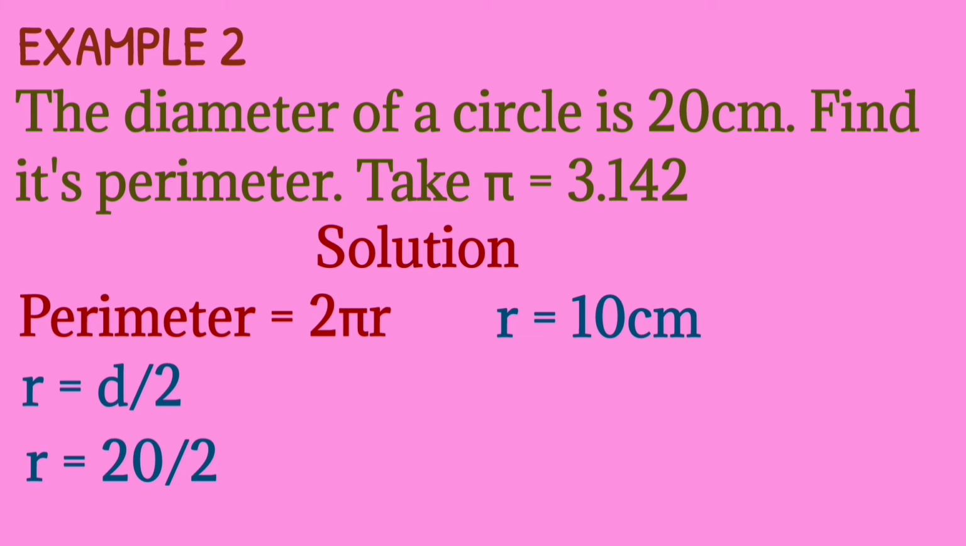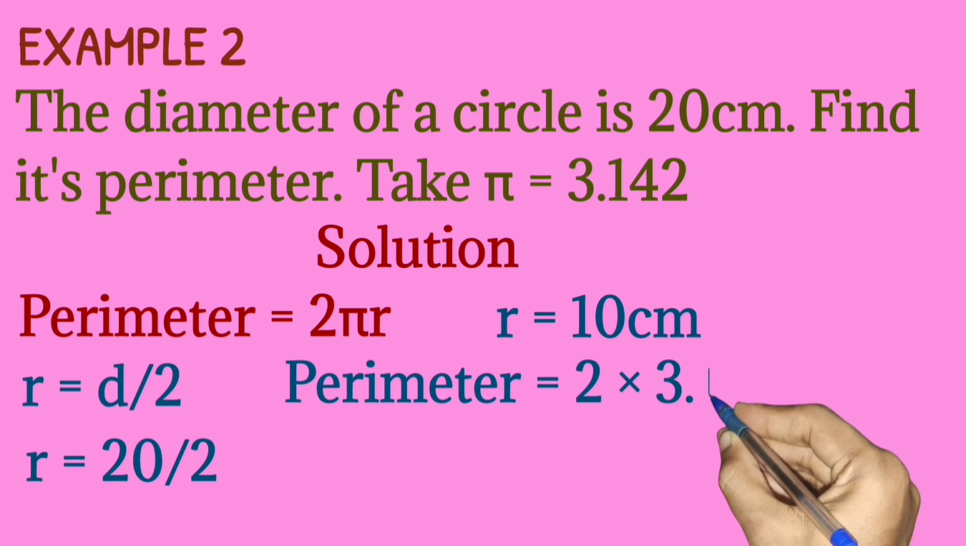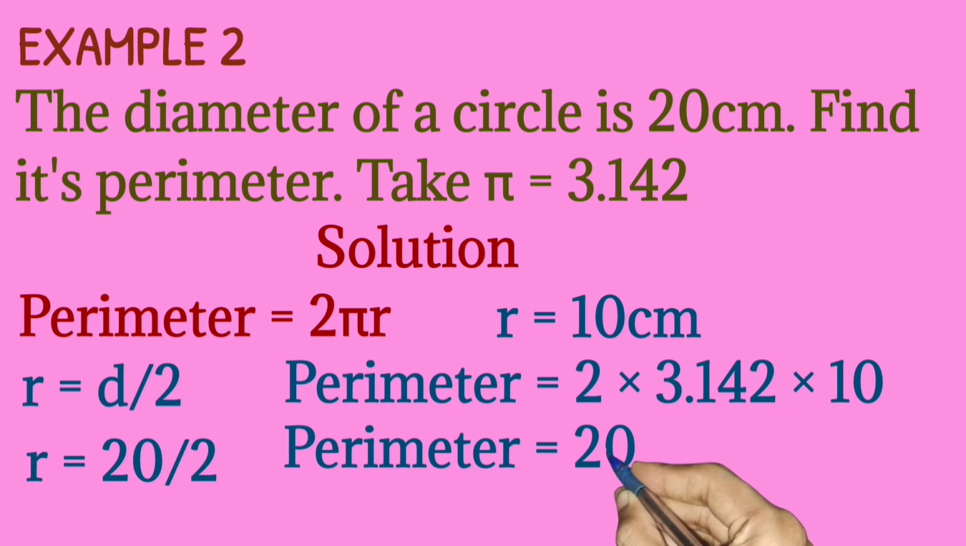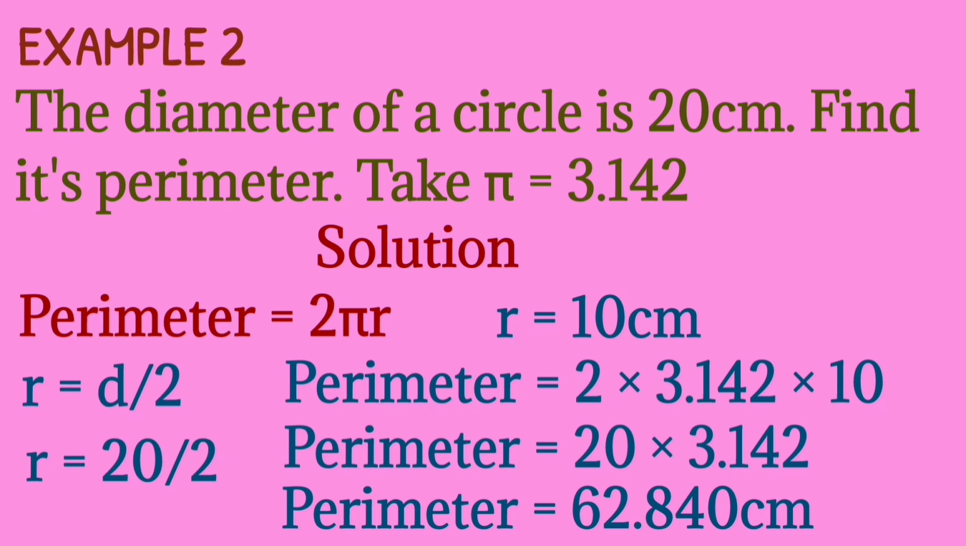Next, plug in the values of the radius and pi into the formula. The perimeter will be equal to 2 times 3.142 times 10. 2 times 10 is equal to 20, and 20 times 3.142 is equal to 62.840 centimeters. Hence, the perimeter of the circle is 62.840 centimeters.